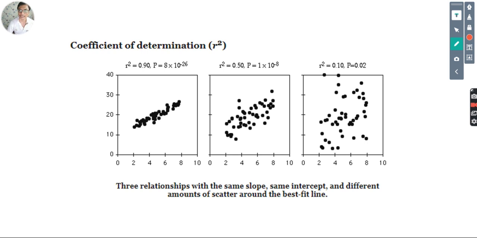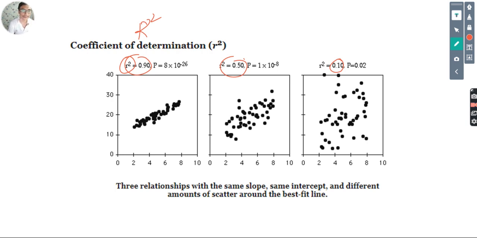And here, as we discussed last class, someone asked whether it is R or R square. Yes, it was R square, and I'm correcting that. It may be written as R square, small r or capital R, no problem. Here you can see these three diagrams: 0.90, 0.50, 0.10.